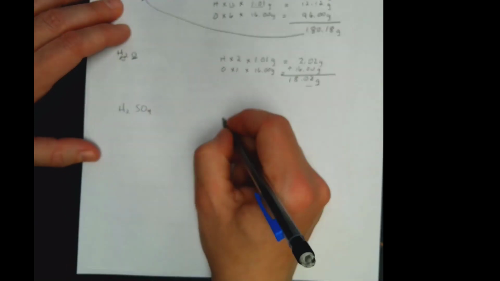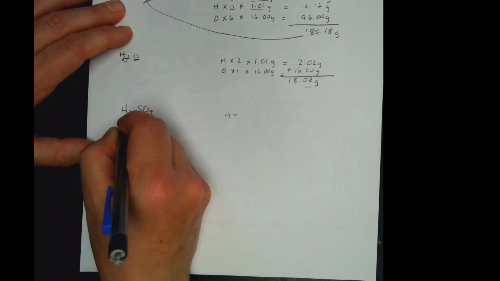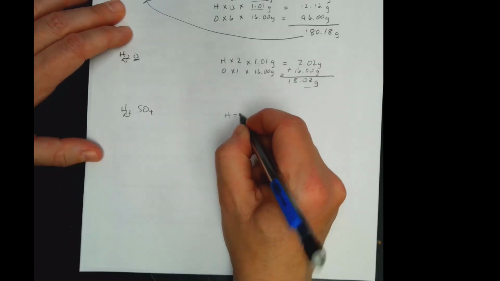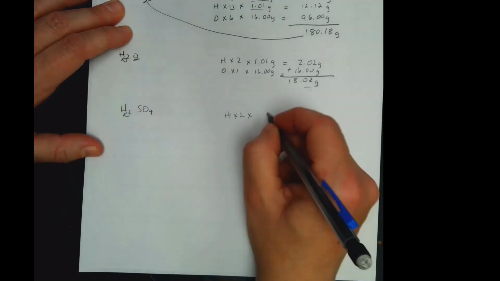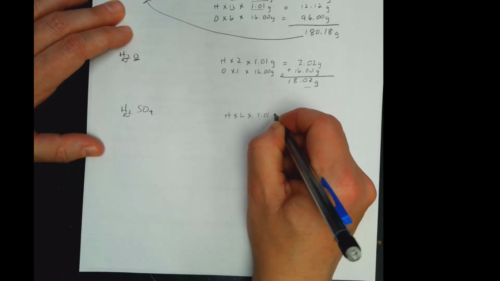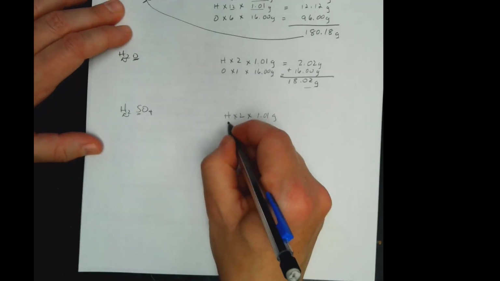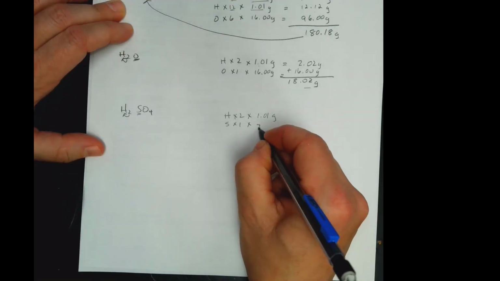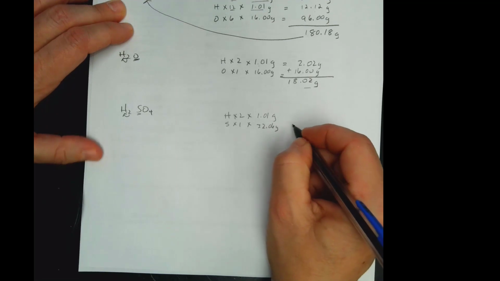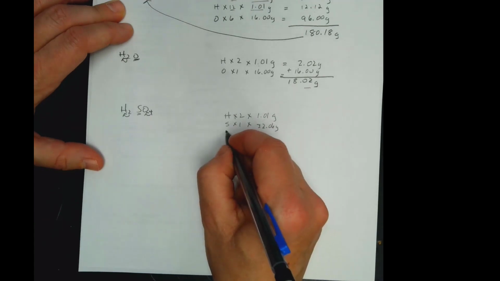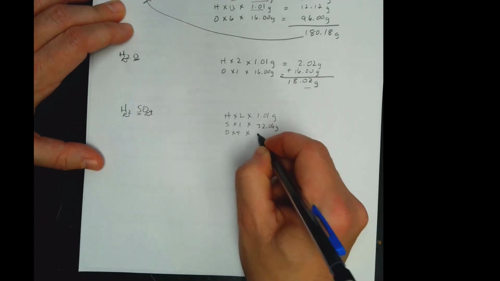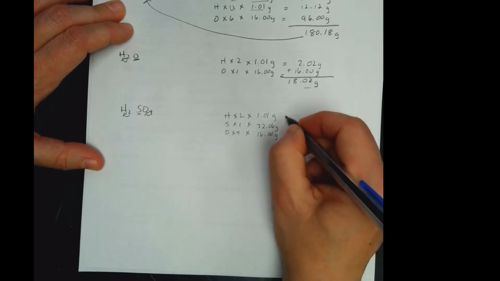Well, let's start with H. According to this formula, we have 2 hydrogens, so that's going to be H times 2. And then we know that the atomic mass of hydrogen is 1.01 grams. We have a sulfur, but we only have 1 sulfur, and we know that the atomic mass of sulfur is 32.0. And we know that because the periodic table told us so. And it looks to me, according to this formula, that we have 4 oxygens. That's what that subscript tells us, and that's times 16.00 grams.